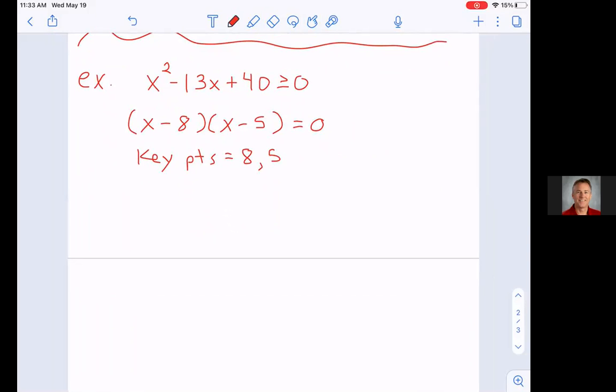All right, so let me draw the number line here so that I just have a visual for my regions. Let's say 5 is here and 8 is here. I need to test the left region, the middle region, and the right region. So if I plug in a number less than 5, I'll plug in 0. 0 minus 8 is negative, and 0 minus 5 is negative. So I multiply negative times negative, I get a positive.